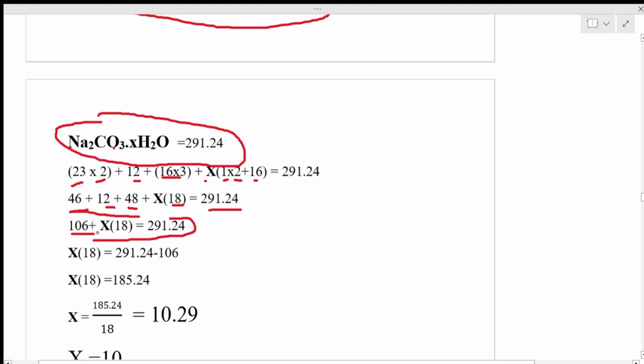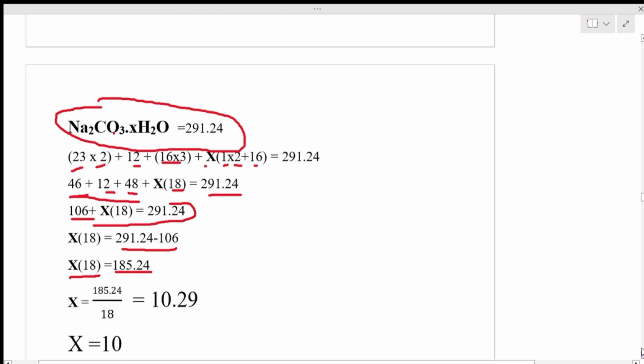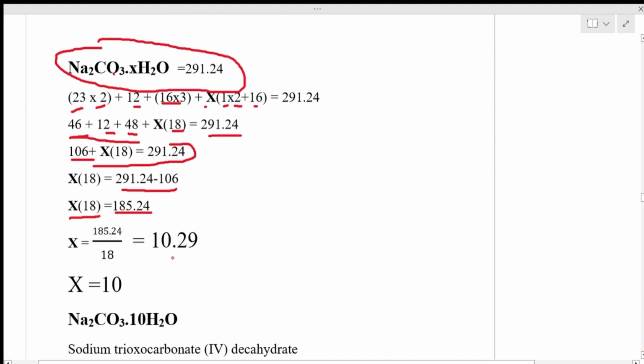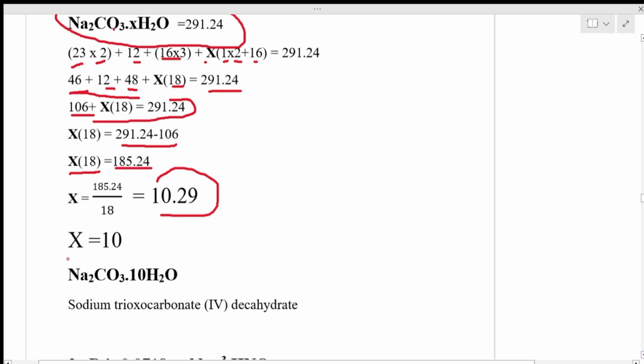In all, I will do a mathematical calculation by sorting it out, collecting the like terms of this value, then I divide both sides by 18. Doing that, I have 10. I can do an approximation there to 10. So my X equals 10. So I'm going to substitute the value inside the formula, so I have something like this.